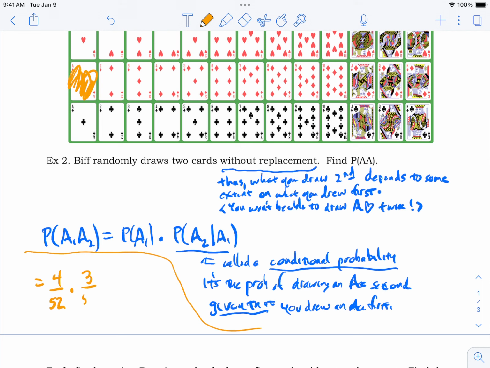And by the way, the deck is smaller too. So there's 3 left out of 51. Get it? That's the main point.